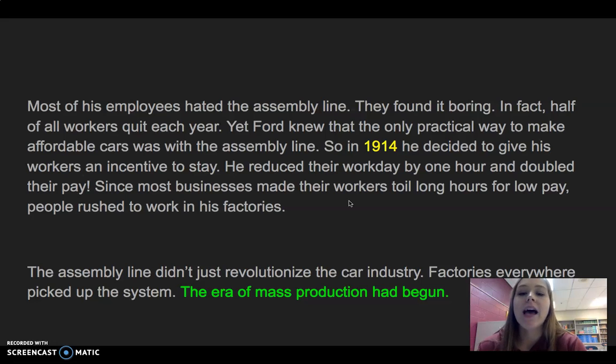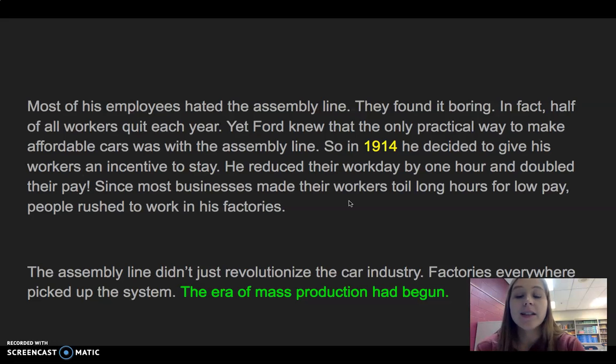Most of his employees hated the assembly line. They found it boring. In fact, half of all workers quit each year. Yet Ford knew that the only practical way to make affordable cars, remember we want everyone to be able to have a car, was with the assembly line. So in 1914, there's another date, but we're still in the early 1900s, he decided to give his workers an incentive to stay. He reduced their workday by 1 hour and doubled their pay. Since most businesses made their workers toil long hours for low pay, people rushed to work in his factories.